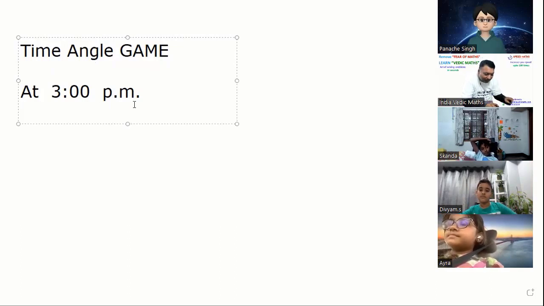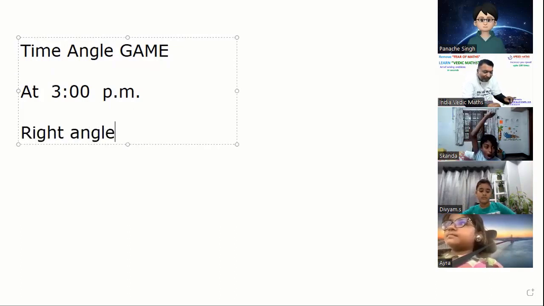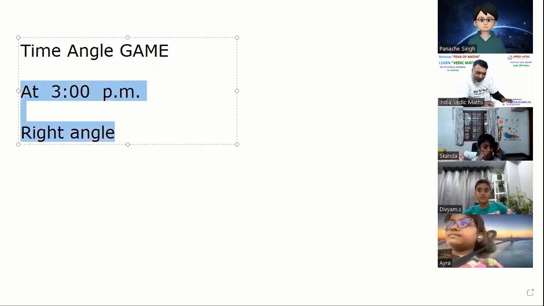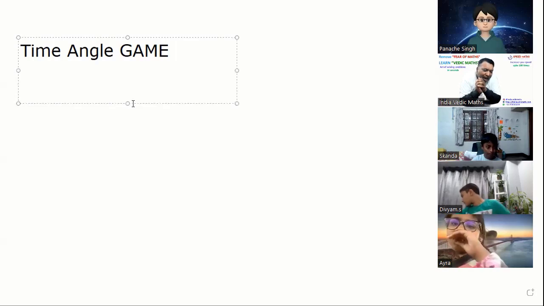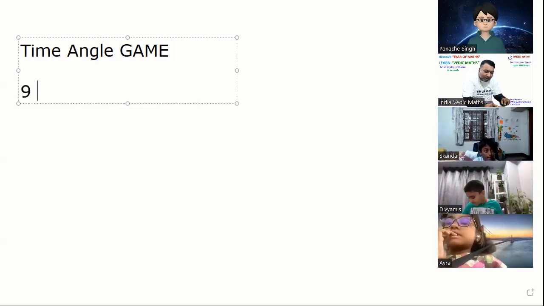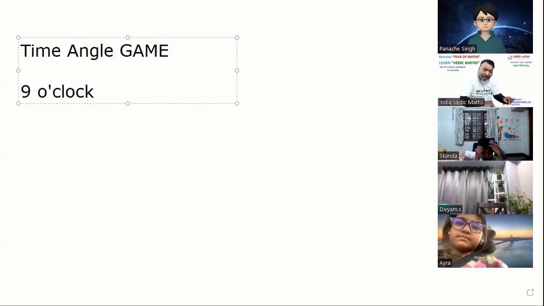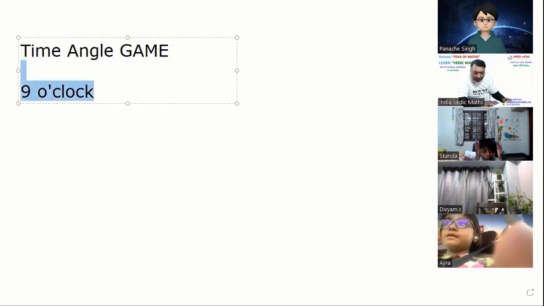Right angle. Correct. Next. Good. Right angle is at 3 p.m. Can you tell me at what other time it forms a right angle? Think about it. At what other time does it make 90 degrees? At 9 o'clock, 9 a.m. or 9 p.m. Correct? In fact, it makes it at many places, but these two are very clearly visible.